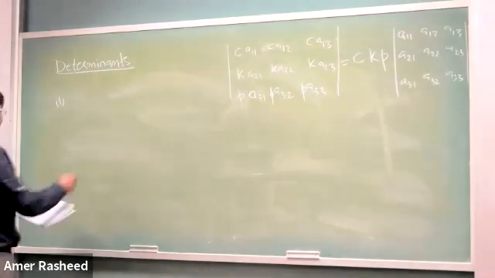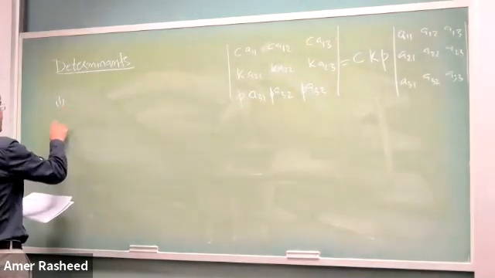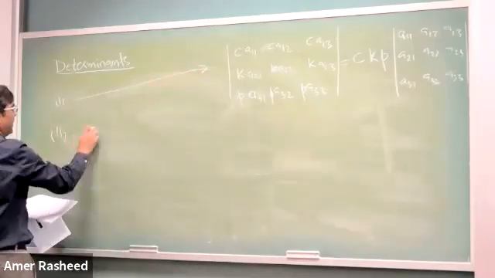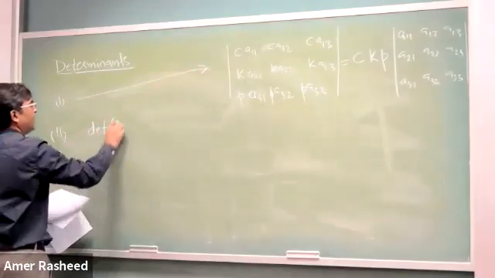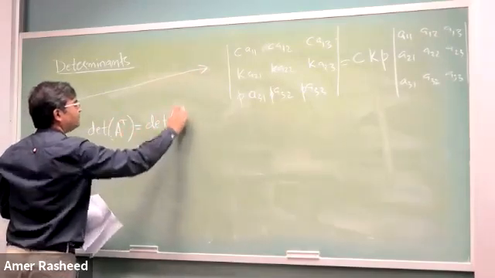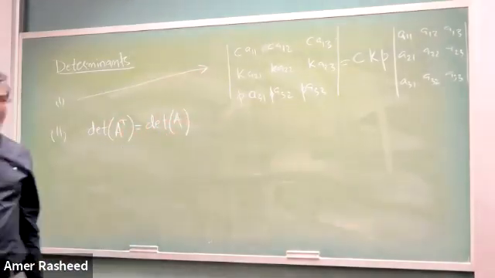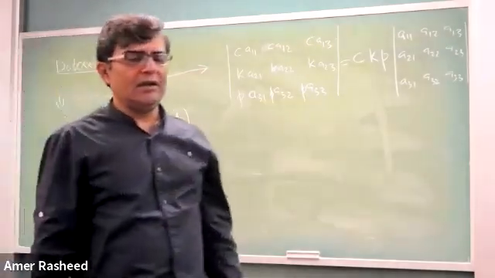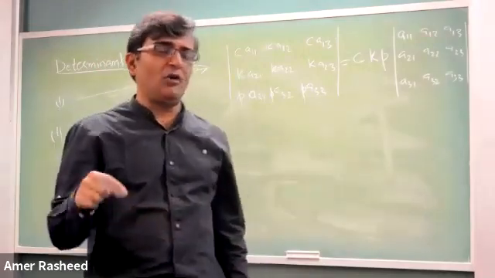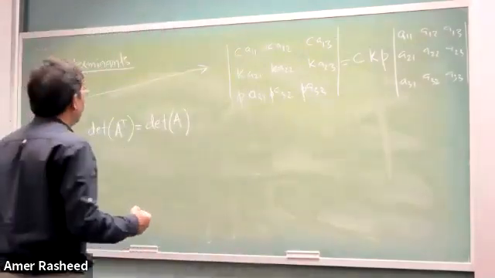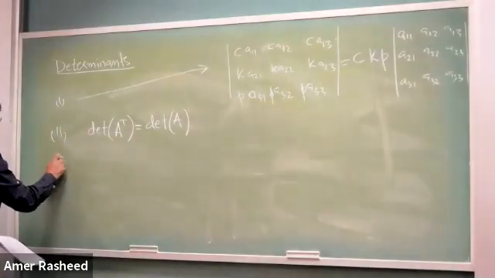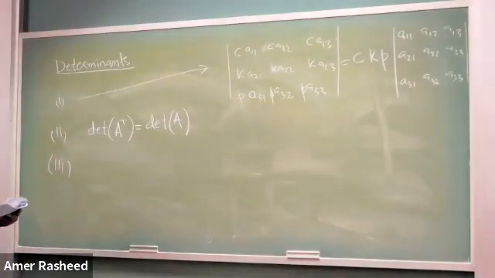The second property is determinant of A transpose is equal to determinant of A. Whatever matrix you have, the determinant of transpose of any matrix is always equal to its determinant, okay, without transpose. This is the second property.